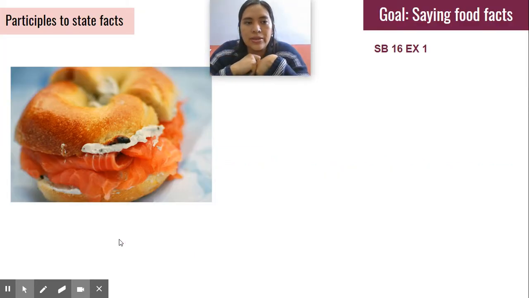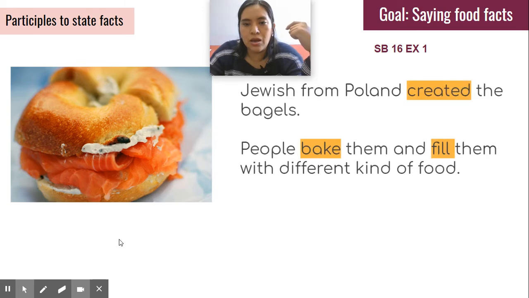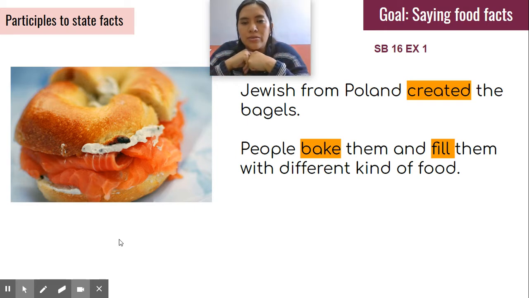Well, let's start with this description of the food. We are saying the information about it, and we have a bagel for the first example. We are learning how to use participles to state the facts. Over here I have two sentences. The first one is: Jews from Poland created the bagels. People bake them and fill them with different kinds of food. As you notice, there are two facts about the bagels.